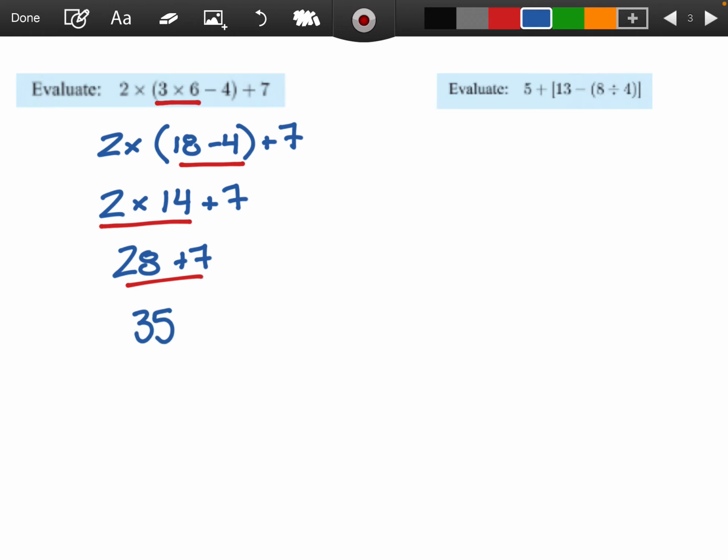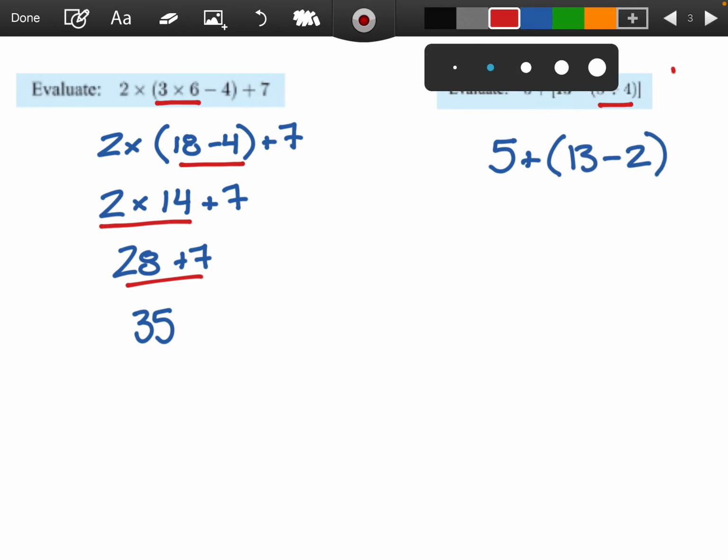Again, at the risk of repeating myself, I'm working down my page, not across. I have no equal signs. I'm showing every single step of my process. Okay, last example, we've got 5 plus 13 minus 8 divided by 4. Here we see an example of brackets within brackets. When you have that sort of situation, you work from the inside out. We want to go to the very innermost set of brackets, which is the 8 divided by 4. We write everything else that remains. 8 divided by 4 gives me 2.